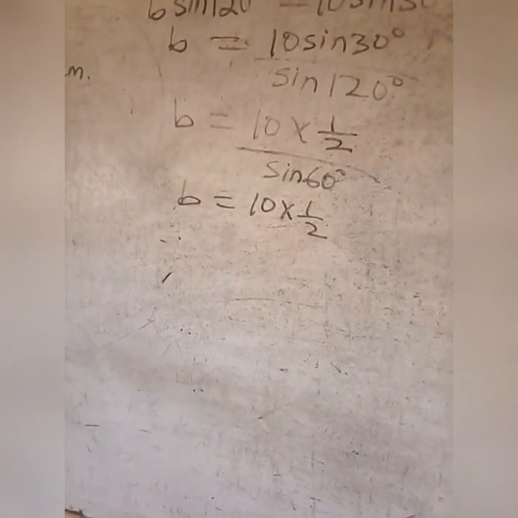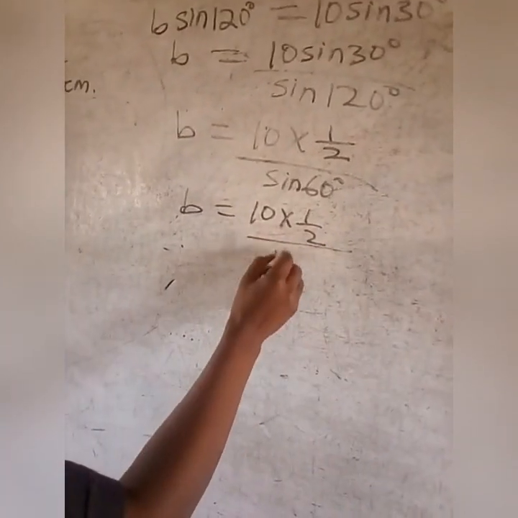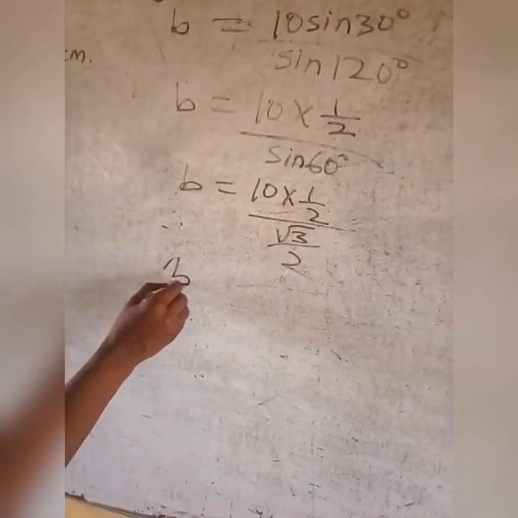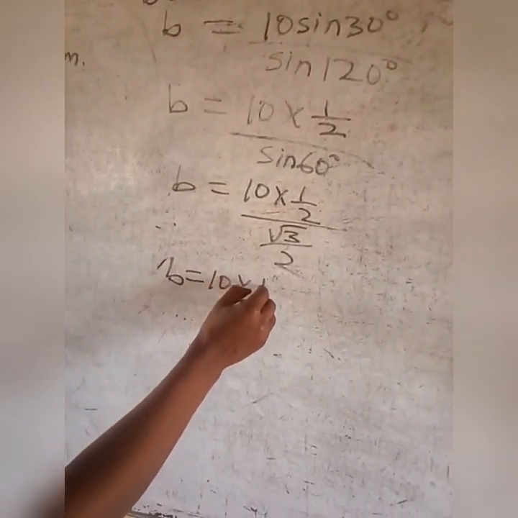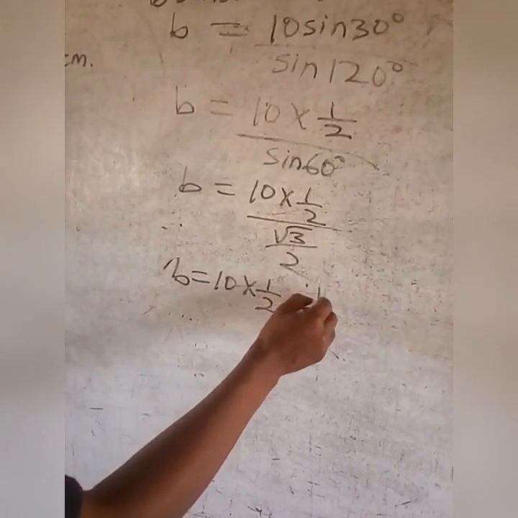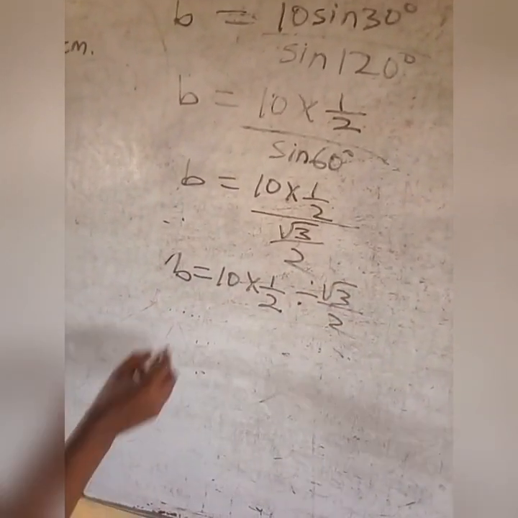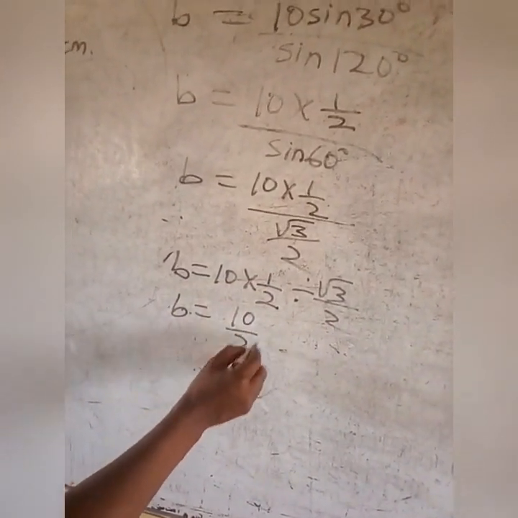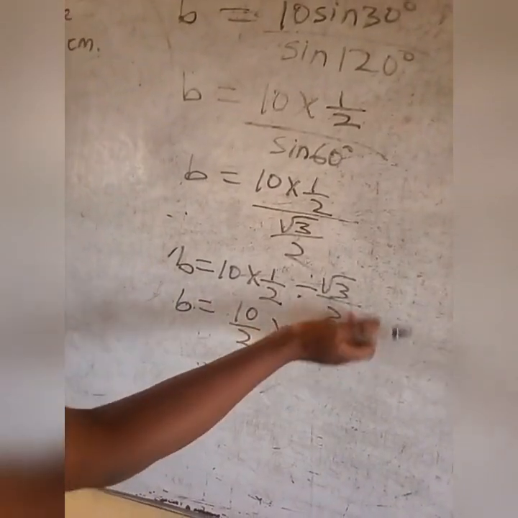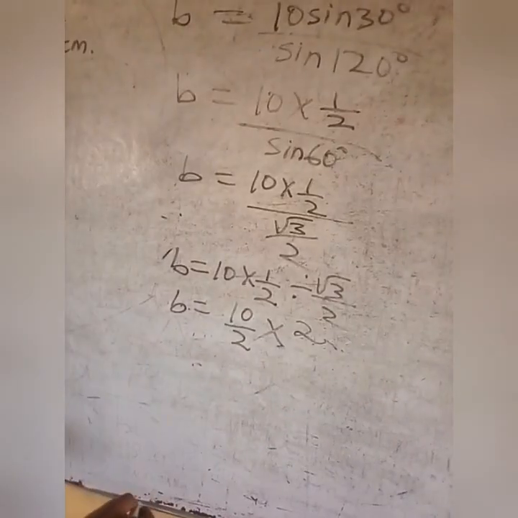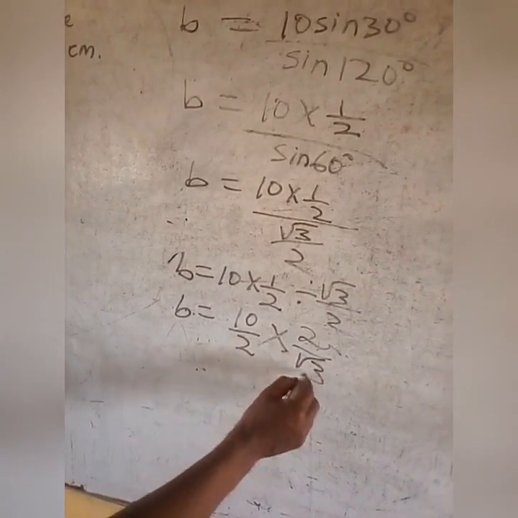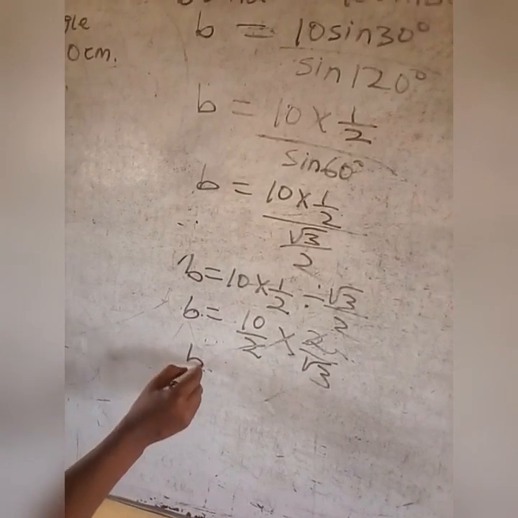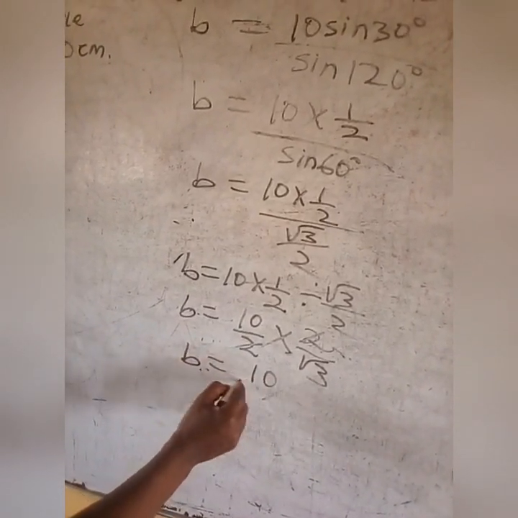Sine 60 degrees is root 3 over 2. Now I'll say B is equal to 10 times 1 over 2 divided by root 3 over 2. When I divide by root 3 over 2, I get the reciprocal of the other side, changing division to multiplication, all over root 3. Now 2 will cancel 2. We are left with B equal to 10 all over root 3.